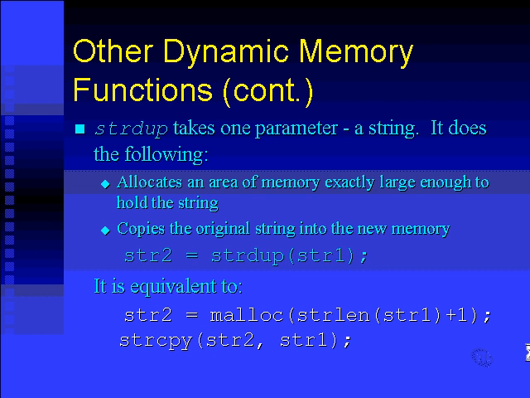It does a malloc of the length of the string plus 1 extra character for the null, and passes that back to str2, and then it copies everything from str1 into str2. You could write strdup yourself. It's a very, very simple function. But it's quite handy to do that. It's a lot simpler than writing those two lines of code.